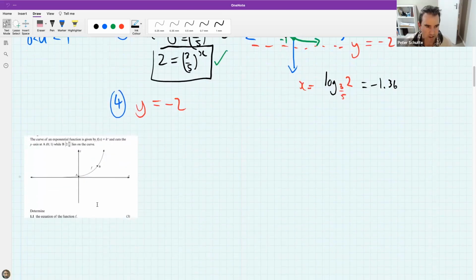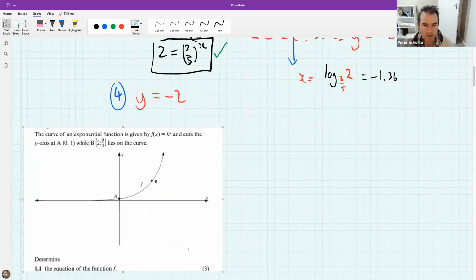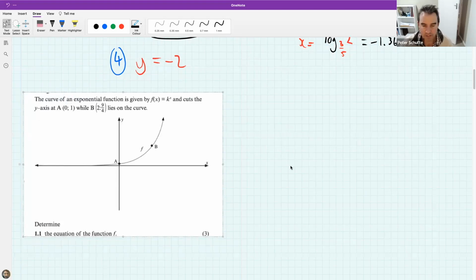So here's an example of a question like that. It says, the curve of an exponential function is given by f of x equals k to the x. Now, this isn't what I call a funky exponential function. It's a pretty simple one because it's just got a base and a power. So that's good news for us. It says that it cuts the y-axis at (0, 1), and the point B is the point (2, 9/4), and there's the point B over there. Calculate the equation of the function f.